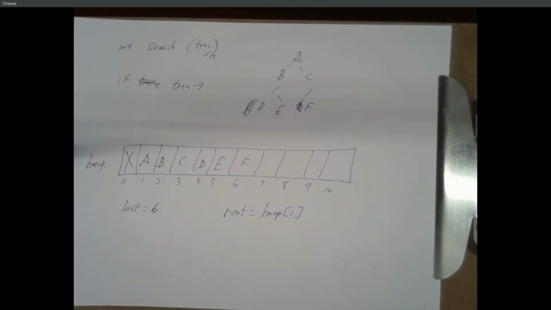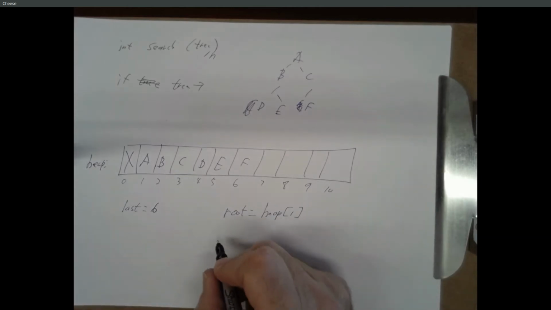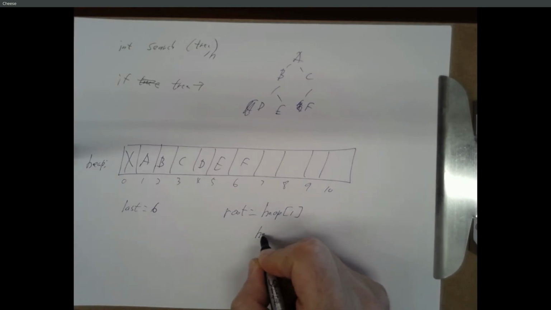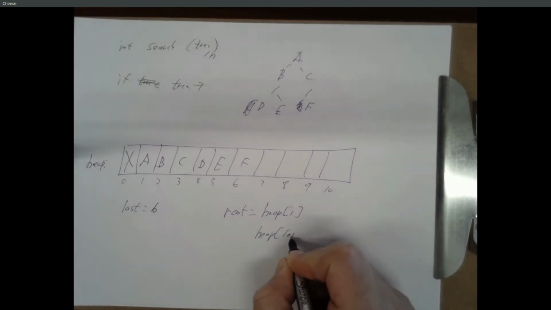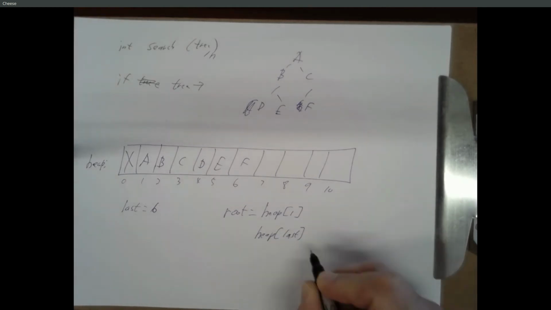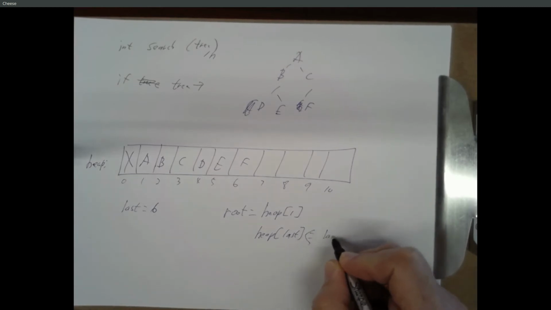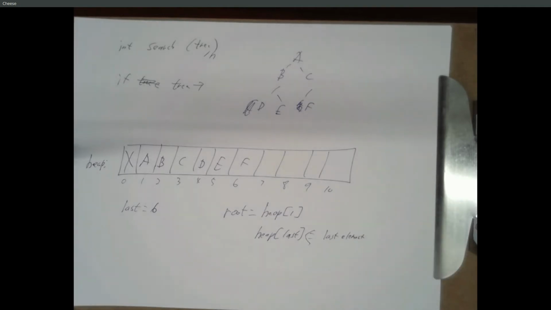Yeah, it's the element stored at position last. So heap bracket last. That's the last element. So F in this case. So if we want to insert another element into our heap, where does it go? It just goes at heap bracket last plus 1.